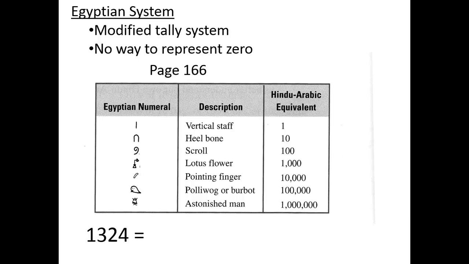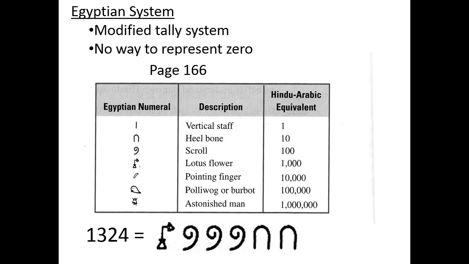So suppose we have the number 1324 in our Hindu-Arabic number system. How do we represent that in Egyptian numerals? Well, we're going to break this apart as 1,000, so that would be one lotus flower. And then 300 would be 3 scrolls. 20 would be 2 heel bones, and 4 is 4 vertical staffs. So you can imagine with the Egyptian system, if you have a number like 9,999, it's going to take a little while to write all those symbols.